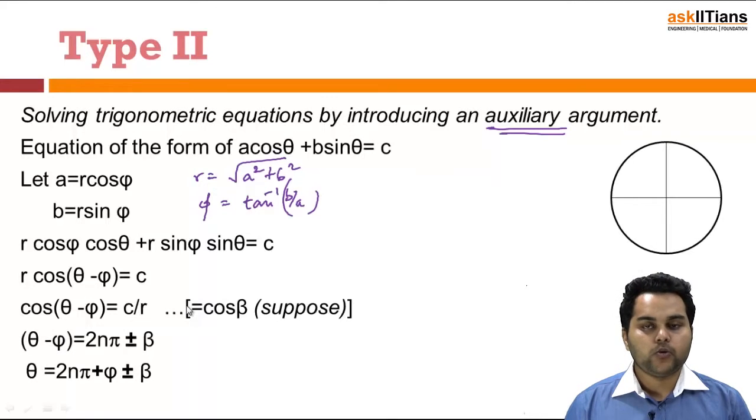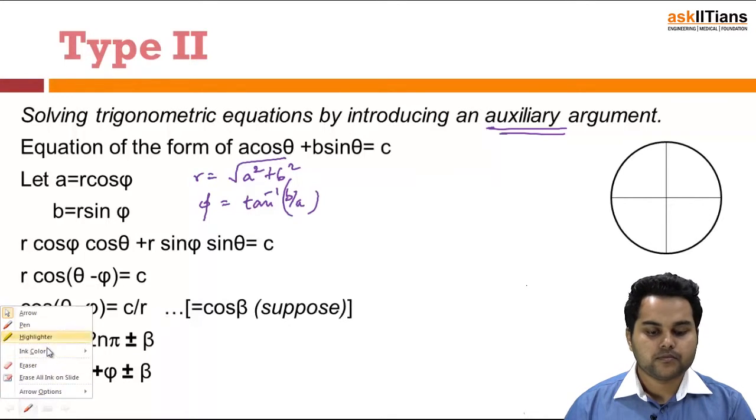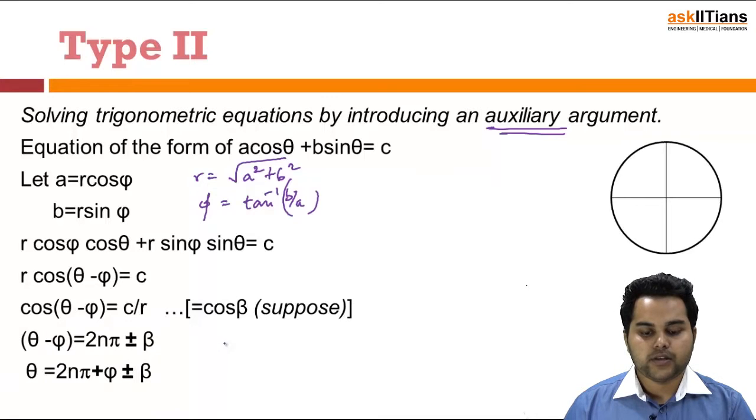and theta would then be equal to 2n pi plus phi, phi being transposed to the other side, so theta equals 2n pi plus phi plus minus beta, where beta is equal to cos inverse of c over r, where beta can be written as cos inverse of c over r.